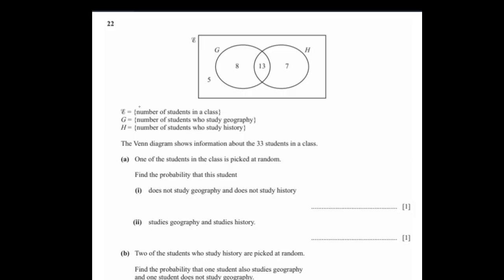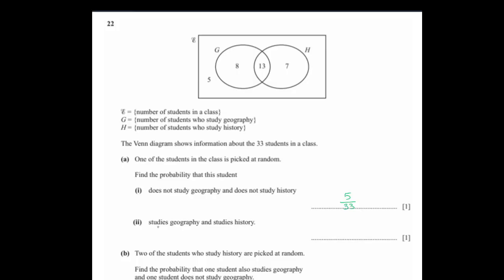Question number 22. A Venn diagram is given here. The universal set is the number of students in a class. G is the set of students who study geography. H is the set of students who study history. The Venn diagram shows information about the 33 students in a class. So that means this total is 33 students. A student in the class is picked at random. Find the probability that this student does not study geography and does not study history. So the student is not studying either of these two subjects. That should be 5, right? So the probability of that student picked at random will be 5 by 33.